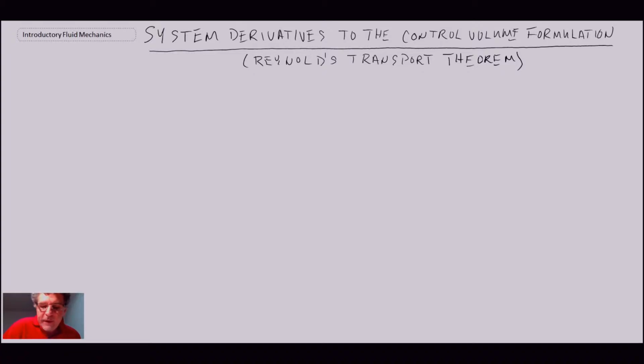So what we're going to do in this lecture is come up with an equation that provides us with system derivatives for a control volume formulation. If you recall, we talked about in the last segment how the basic laws, the law of conservation of mass, linear and angular momentum, and energy, are derived for a system of fixed mass.